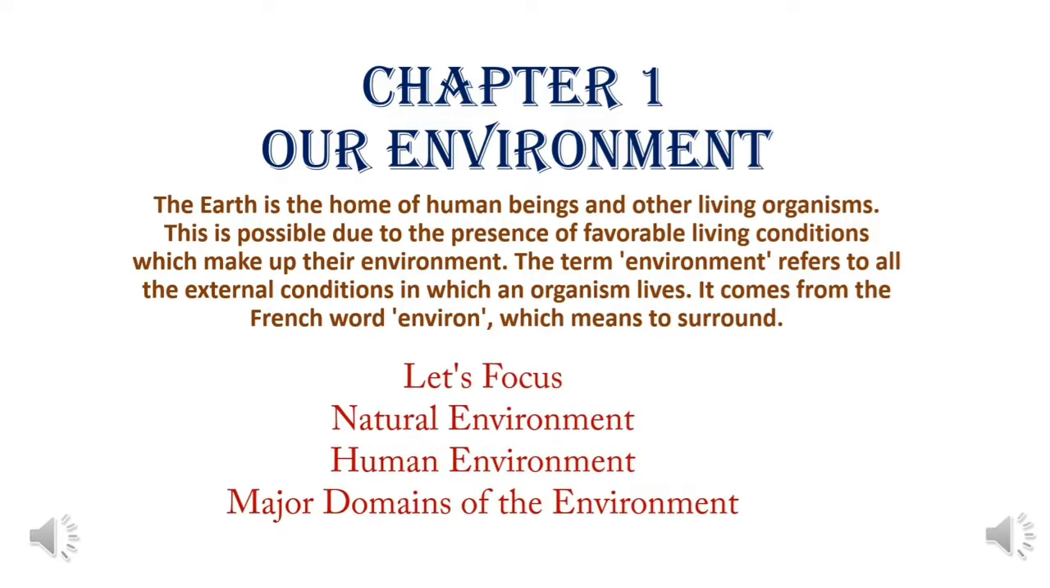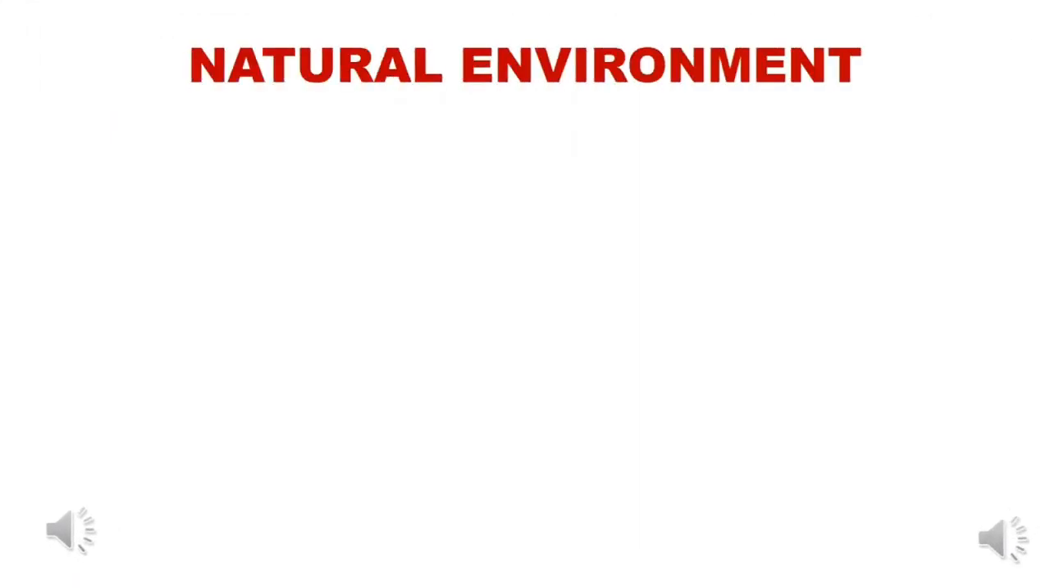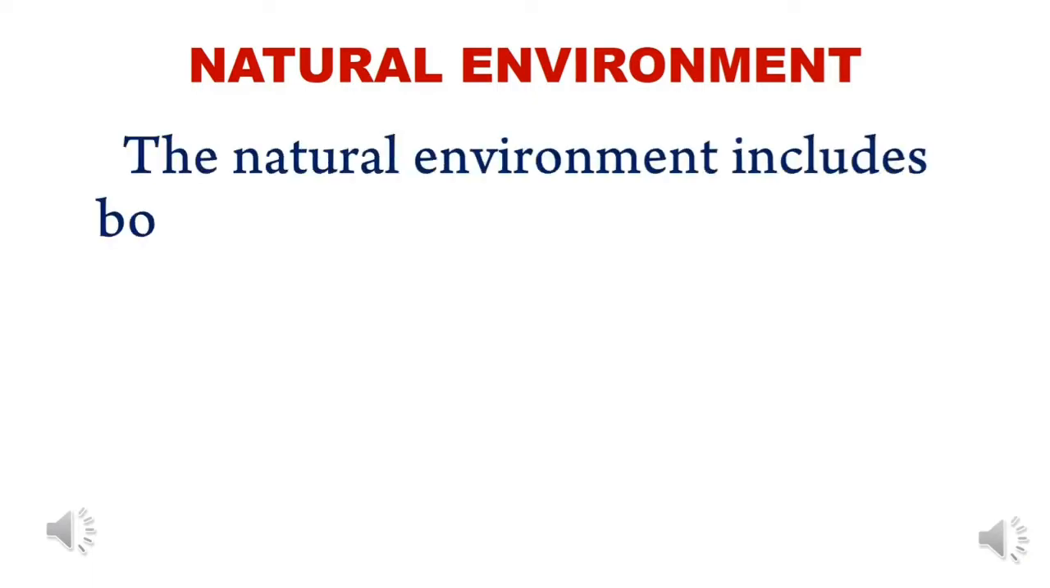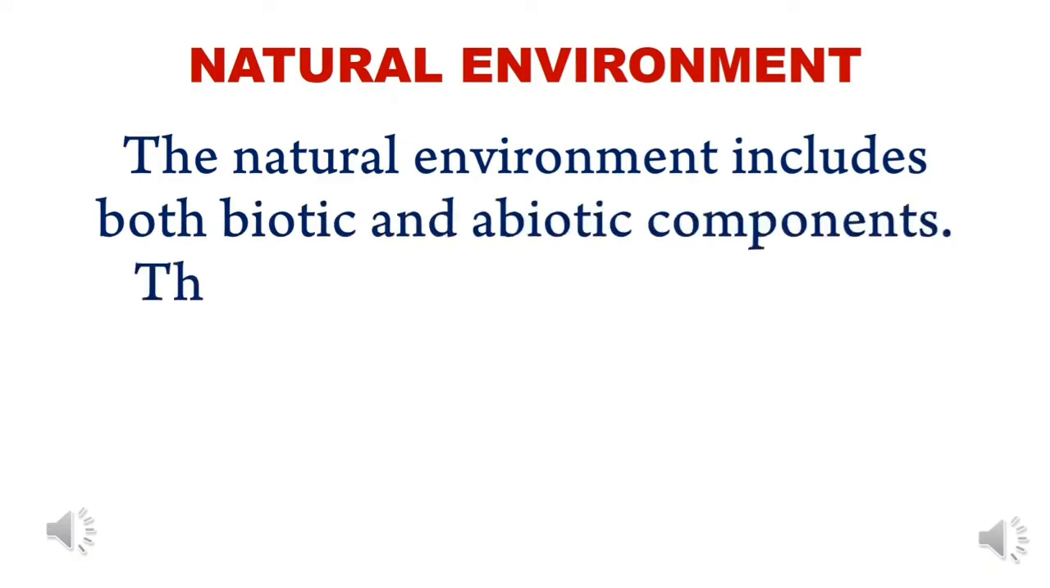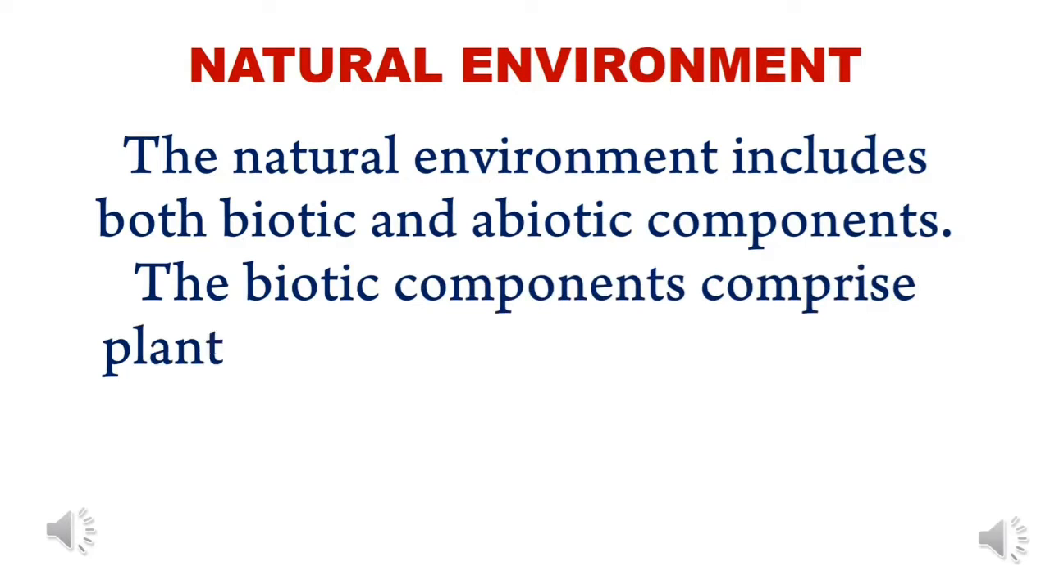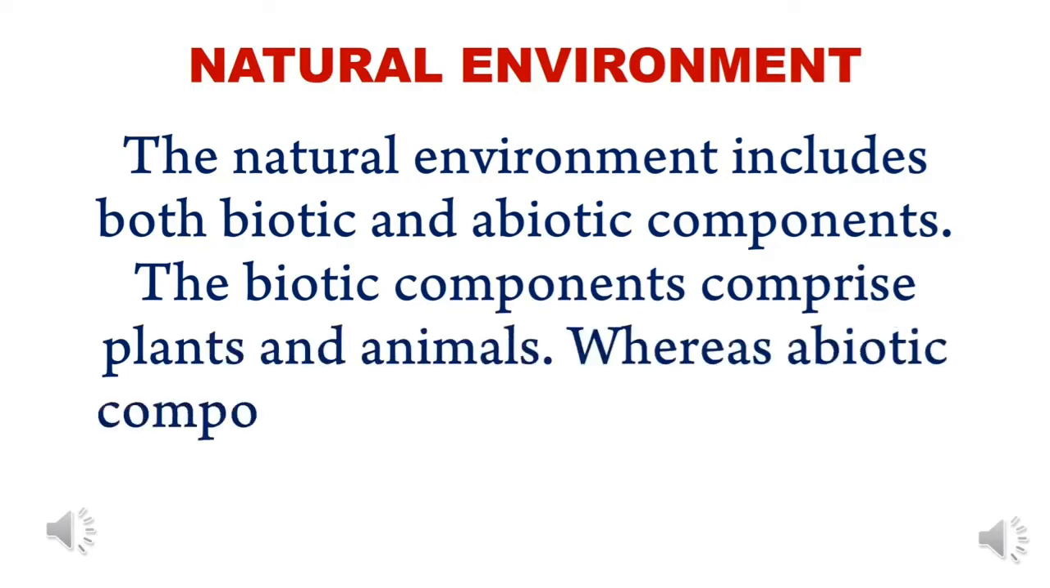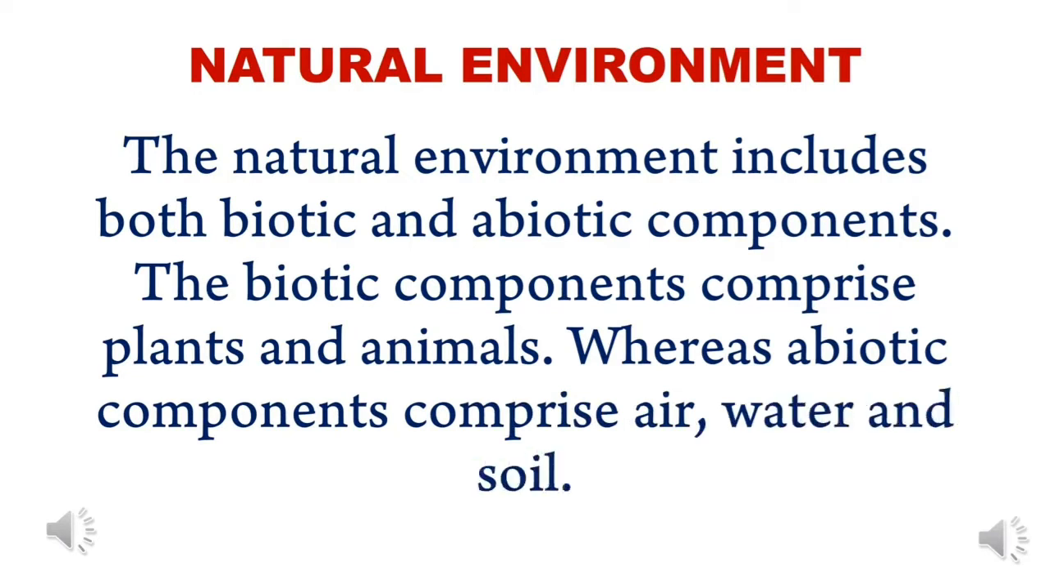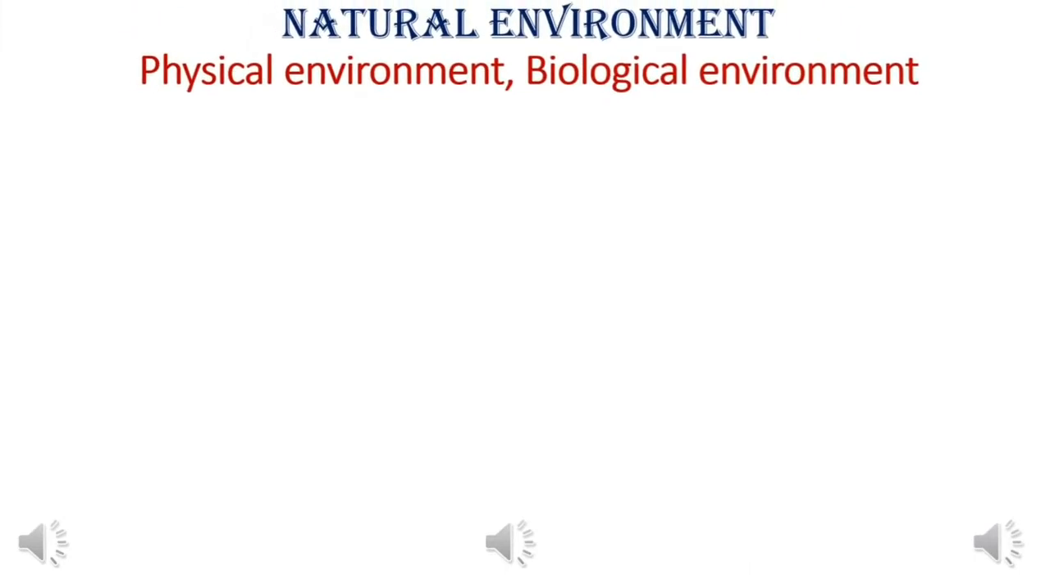So, in this chapter, we'll be studying what is natural environment, what is human environment, and what are the major domains of the environment. What is natural environment? What does it include? The natural environment includes both biotic and abiotic components. The biotic components comprise plants and animals, whereas abiotic components comprise air, what we breathe, the water, and soil.